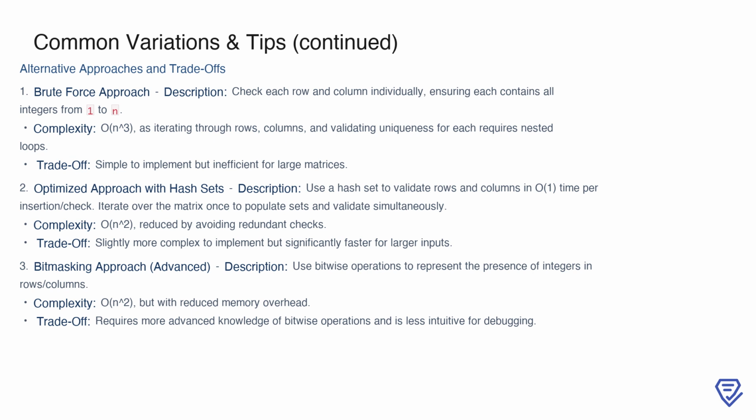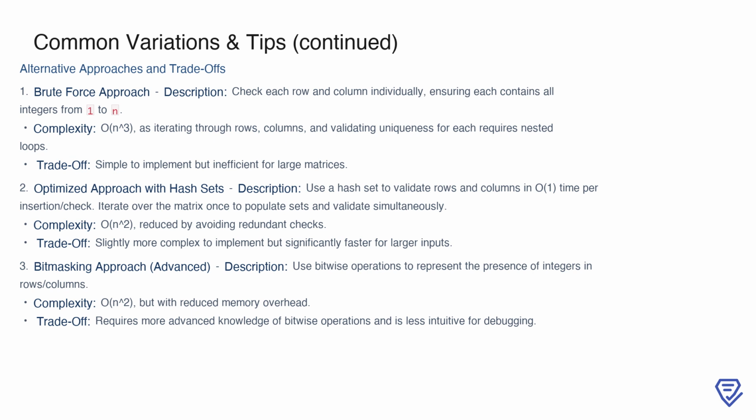A more efficient method uses hash sets to validate rows and columns. By leveraging the constant time operations of hash sets, you can reduce the overall complexity to n squared. This approach avoids redundant checks and is significantly faster for larger inputs, though it requires slightly more careful implementation.